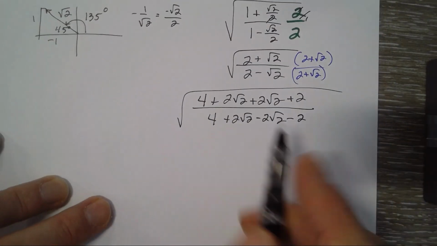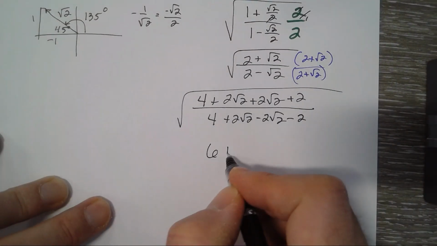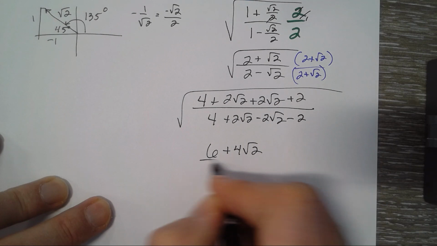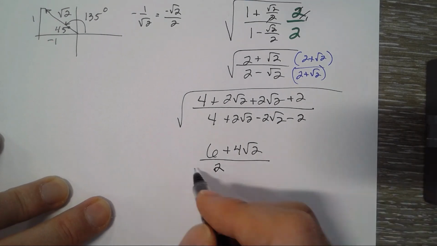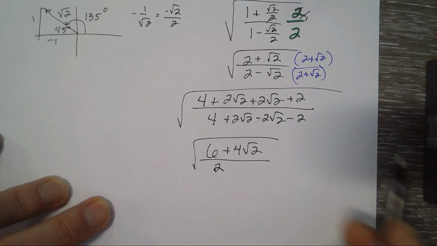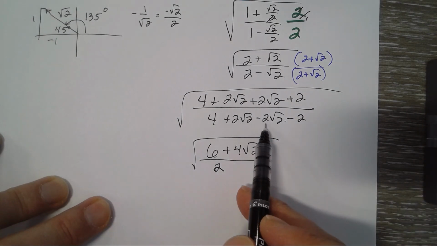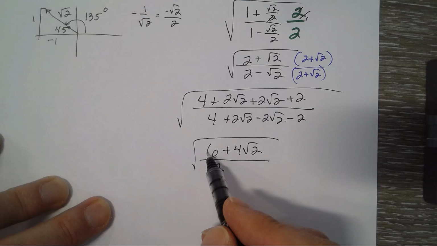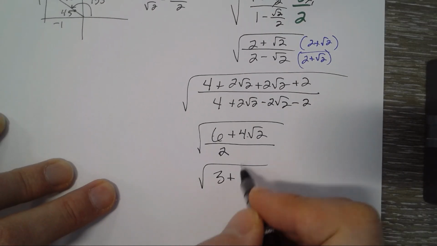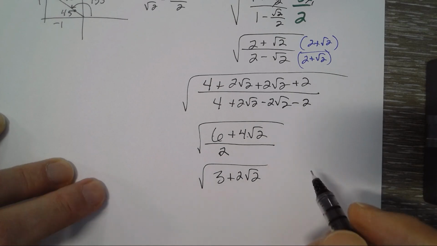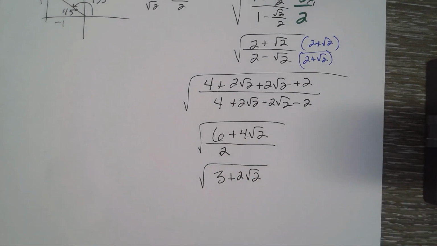Alright, so I have 6 plus 4 square roots of 2 over 2, because these become 0. And actually these can each divide by 2, so it's the square root of 3 plus 2 square root of 2. I'd say that's where I'd leave it.